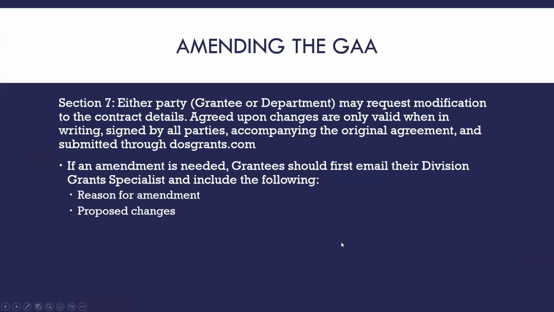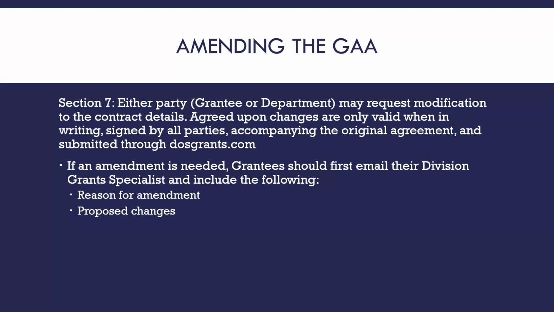Okay, so amendments. We talked about amendments in the very beginning. You can ask for an amendment. We can reach out to you and say, I think we need to do an amendment. Your budget's not lining up, et cetera. So either of us can request a modification to the contract details. Those changes are only valid when it's in writing and it's signed by you and by us. And it should be submitted through DOS grants.